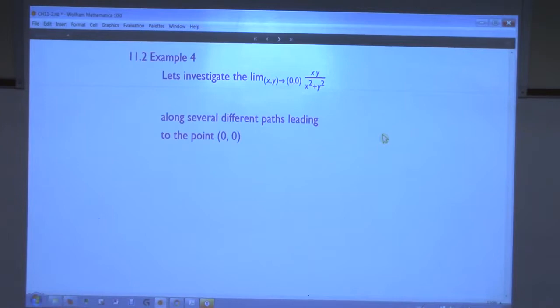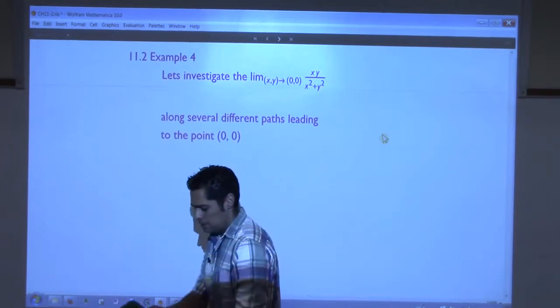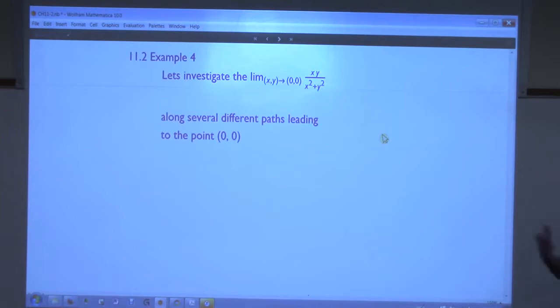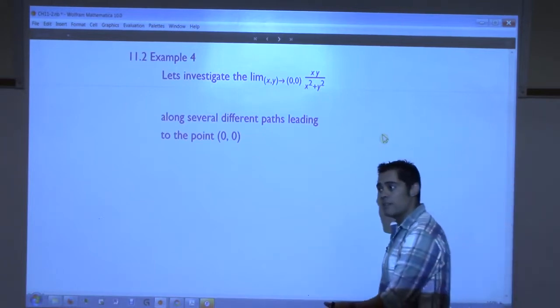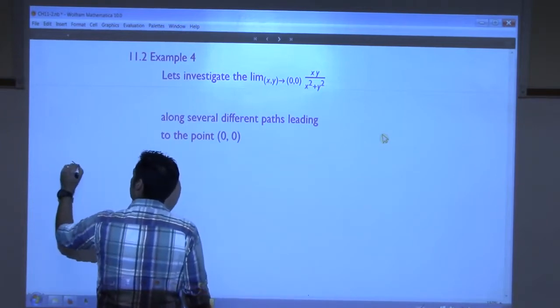Now let's take this new limit. Let's go back to our kind of always proceed this way. Always start with maybe the x-axis, then go to the y-axis. Okay, if I'm going to go along the x-axis, I'm going to let y be 0 first, right?